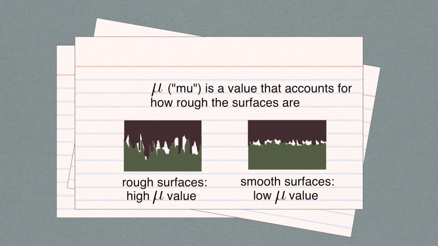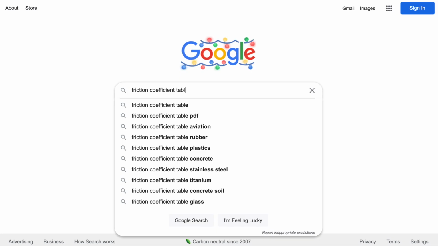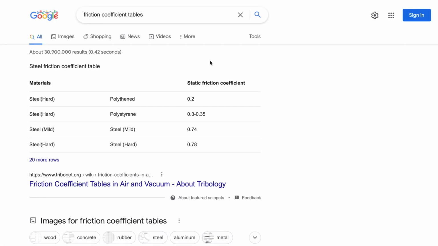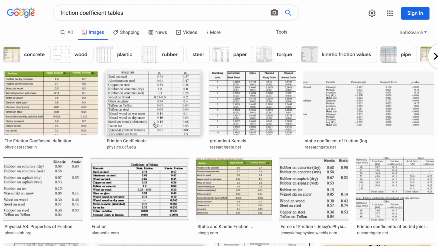So the value of mu will depend entirely on what the object is made of and what the surface is made of. And this coefficient, mu, will either need to be given to you or you will need to look it up on a chart. You can actually find dozens of these tables online or even in some textbooks.